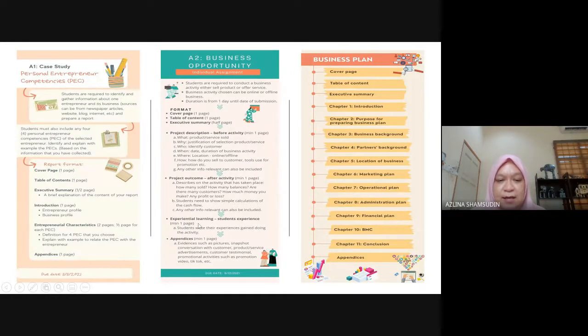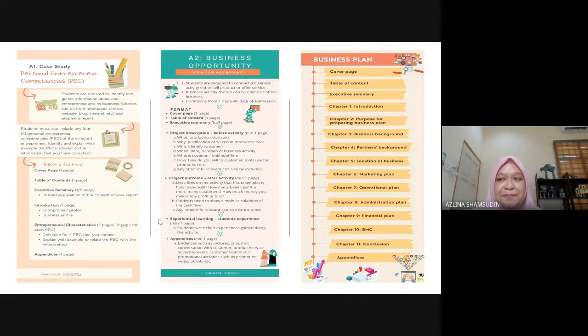Okay, and then you have to write experiential learning. Okay, the student's experience. Okay, so you will write whether you gain good experience ke, bad experience ke. Good mean that macam contoh, you got many customer, you got a lot of profit. Kalau you don't have any good experience, you maybe have the bad experience. For example, you sesat ke, customer tak bayar ke, customer rude ke, dan sebagainya pun you tulis juga.